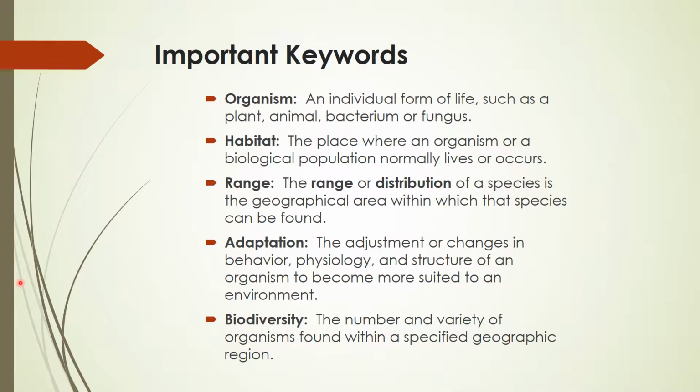And in this part, we're going to talk about important keywords. The first one is organism, which is basically an individual form of life, and it can be a plant, an animal, bacteria, fungus. Also, we want to look at habitat, and that's the place where an organism or a biological population normally lives.